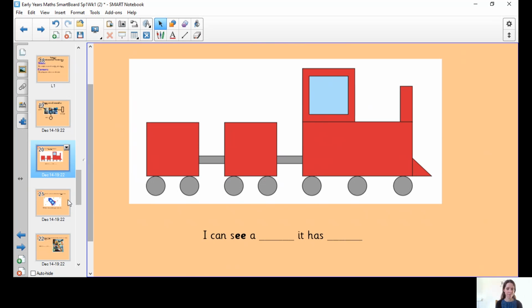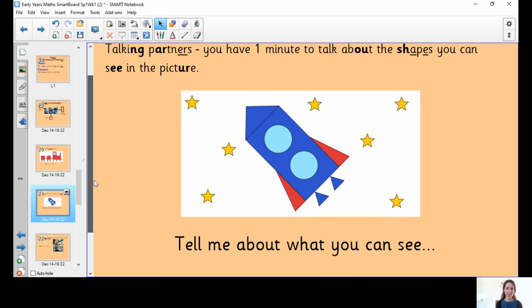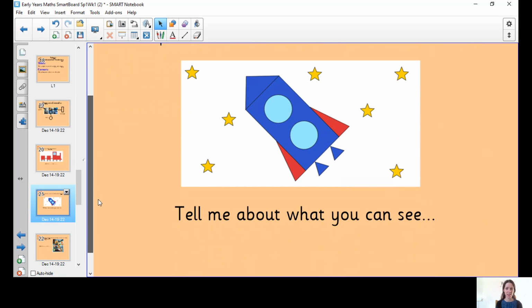Now it's your turn. Have a look at this picture and think about the shapes that you can see in the picture. If you've got an adult with you or a member of your family, maybe you can tell them about what you can see. Have a little think and talk to them about it now.